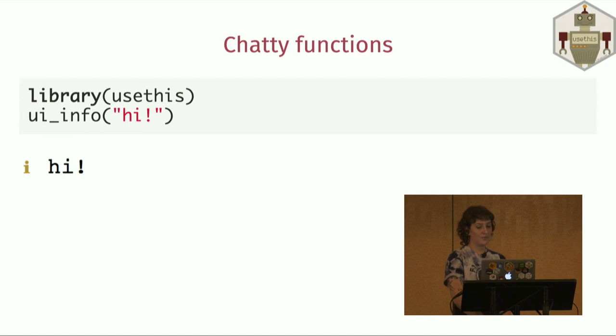But abstraction was not enough for me, so I also decided to make my functions chatty as an opportunity to talk to myself. So the usethis package is amazing for many, many things, but I like this obscure part where you can just print UI to your console. So if you do ui_info and you say hi, it'll print a little i for info and hi to the console, and you can use this in your own functions to print different kinds of output to the console.